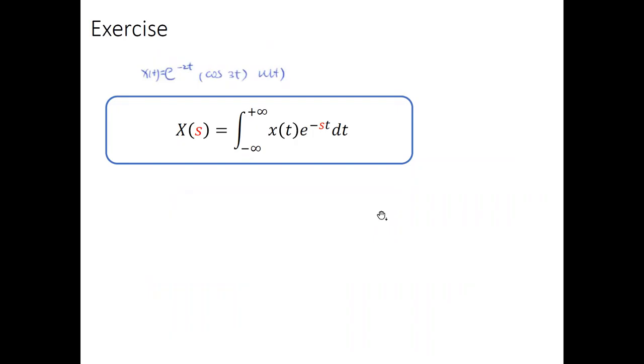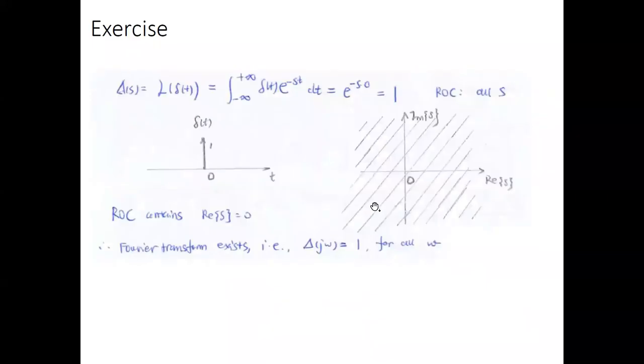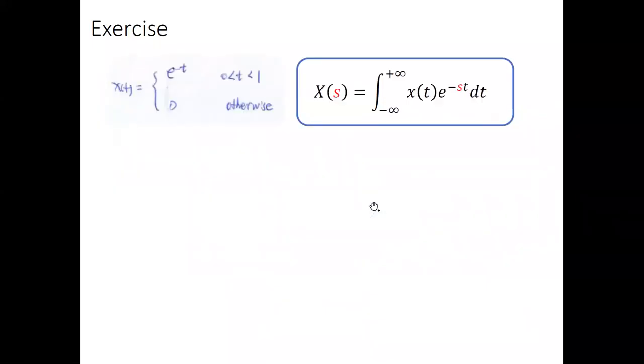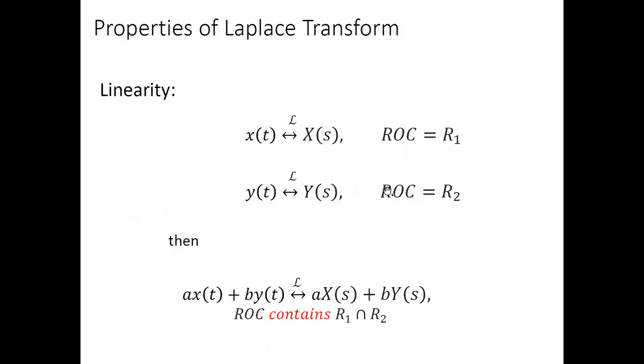We also looked at more complicated examples associated with sine and cosine signals, unit impulse signals, and truncated exponential signals. For this last example, I mentioned that we can show continuity of this expression even at the point s equals minus one that makes the denominator zero, but I made a mistake, and now I have corrected it in the updated slides. So that was last lecture.